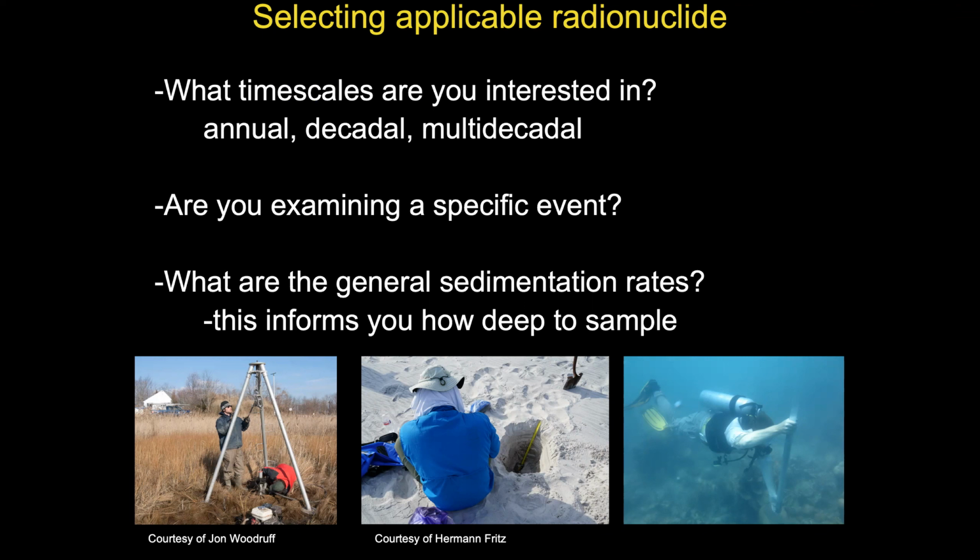Also, this one's a little bit more tricky, but it's nonetheless important. What are the general sedimentation rates in your field site? I realize that that information is not always available. It's probably one of the reasons you're trying to use radionuclides. But it is important to get as much pre-existing information as possible, because this will really inform how deep you need to sample. Do you need to sample very deep and do some sediment coring? Is it mostly superficial, like a very recent deposit? Can you get at it with surface samples or shallower trenches? Or is it a mix of the two?